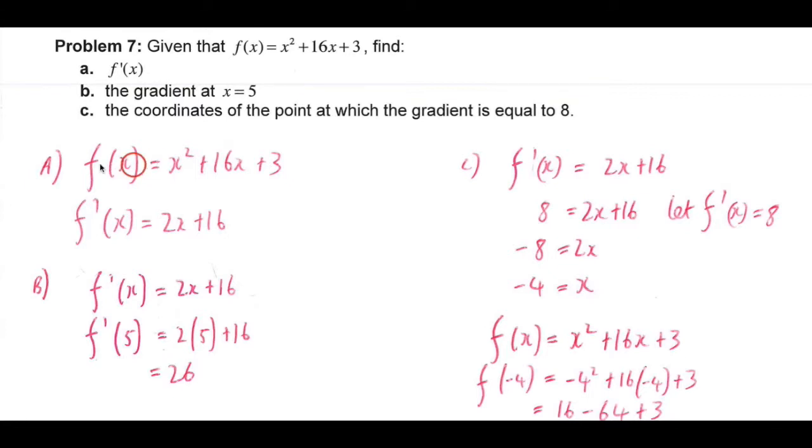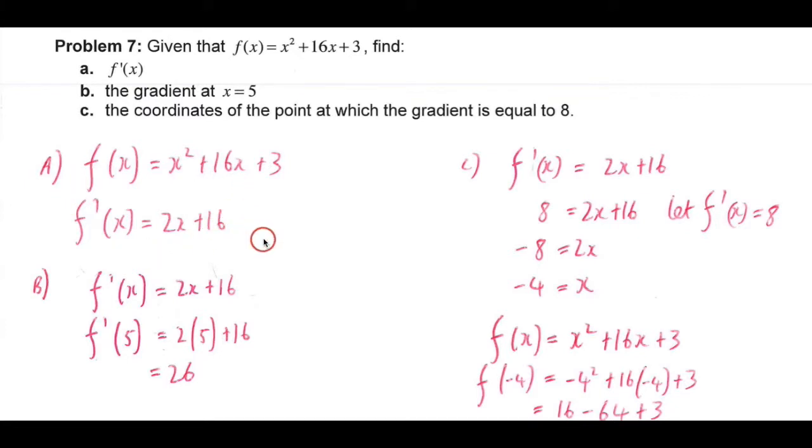So looking at a, here's the original function, x squared plus 16x plus 3. So I need to work out the gradient in the usual way. The 2 comes down, I take a 1 away from the power, and then I look at the second term, 16x becomes just 16, and then the gradient of positive 3 is just 0. So there is my gradient function, f prime of x.